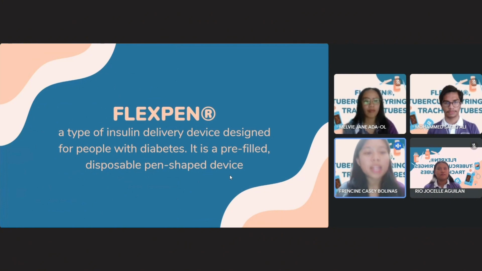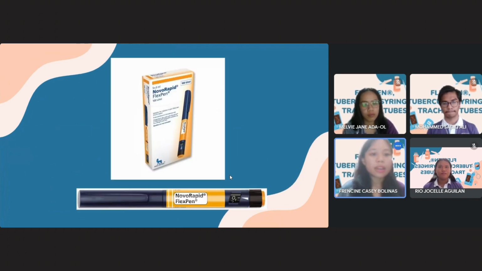So, Flexpen is a type of insulin delivery device designed for people with diabetes. It is a pre-filled disposable pen-shaped device. And this is how Flexpen looks like.